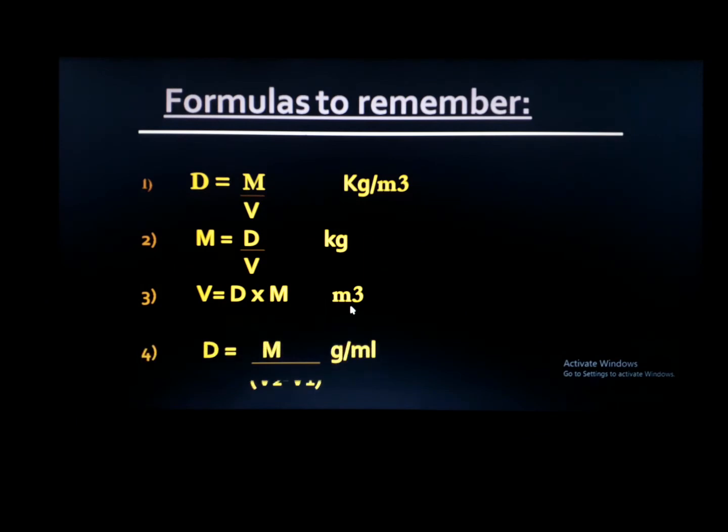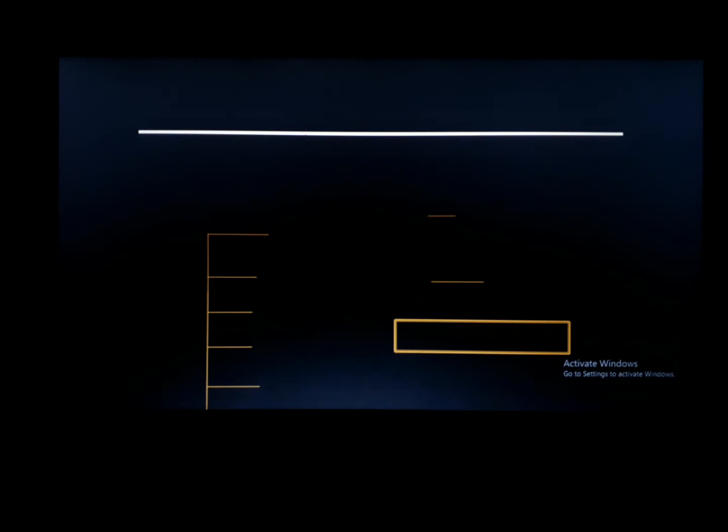And the next one, this is the density of irregular solid. Density is equal to mass divided by V2 minus V1, and the unit is gram per milliliter. So let us take the first problem.